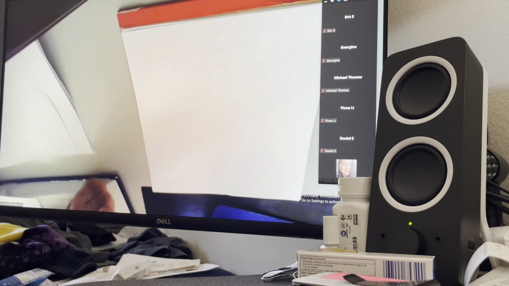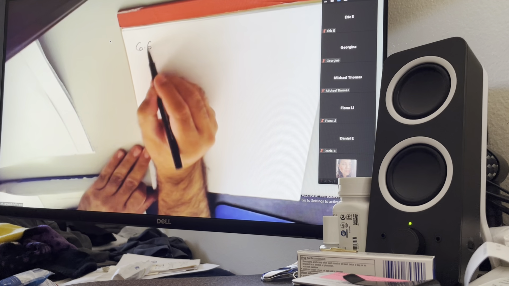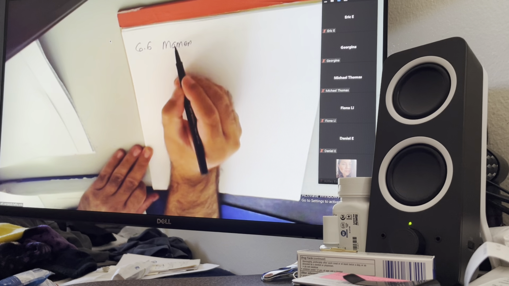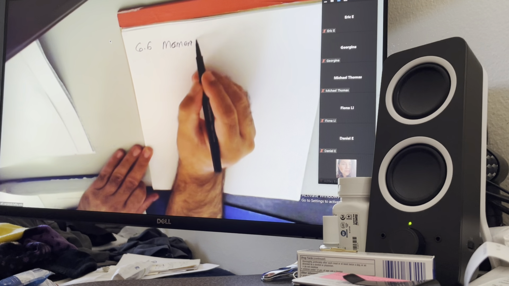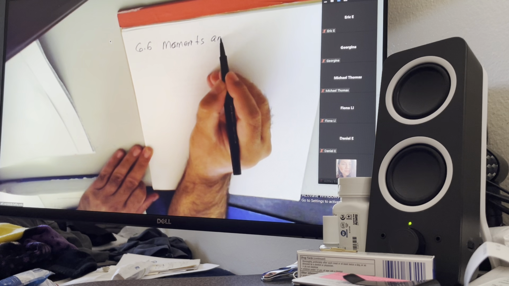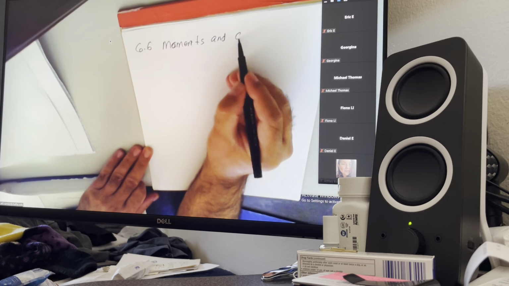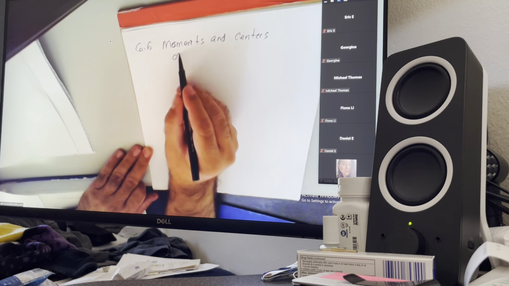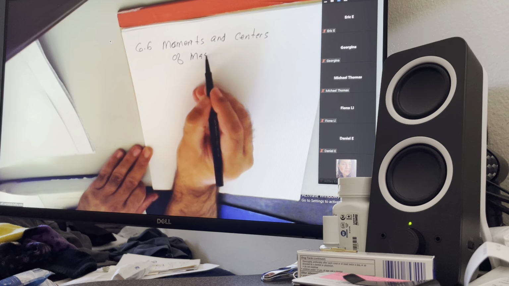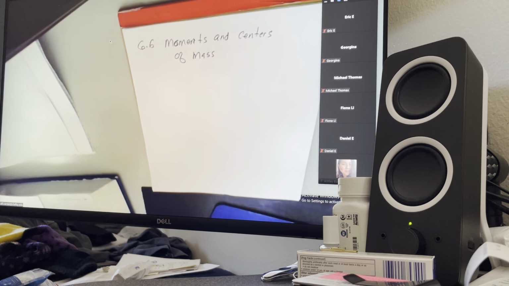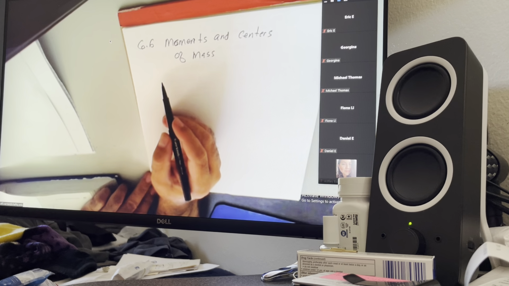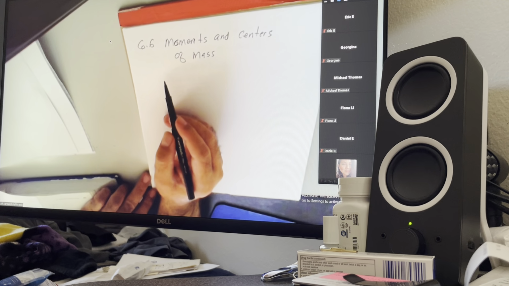All right, so section 6.6 is called Moments and Centers of Mass. All right, so there are some formulas. Our ultimate goal is to find the center of mass.